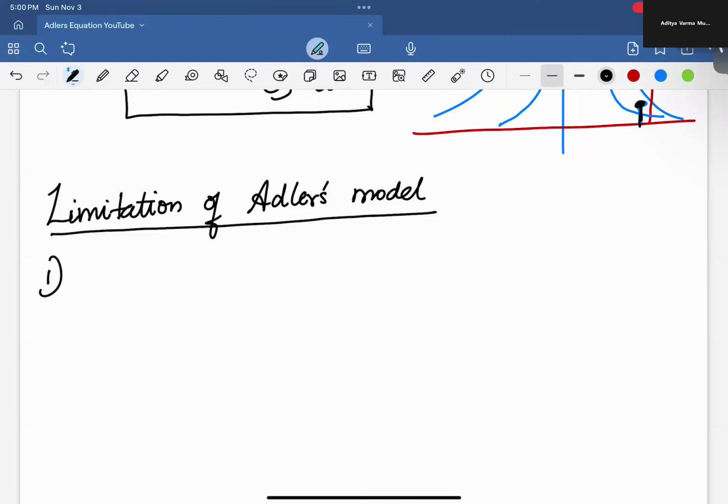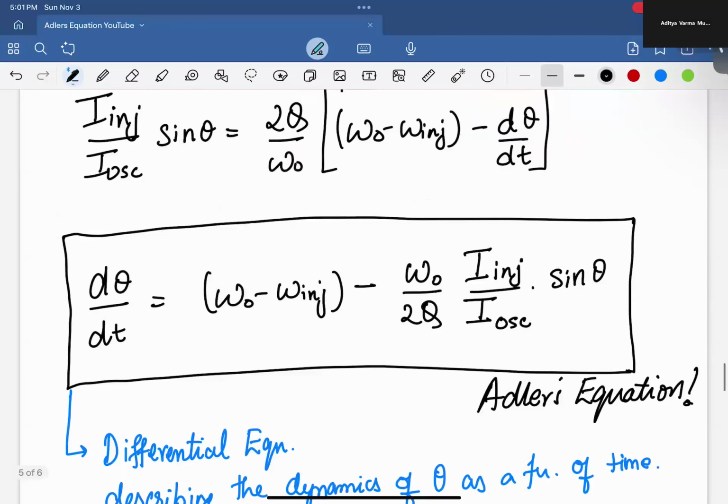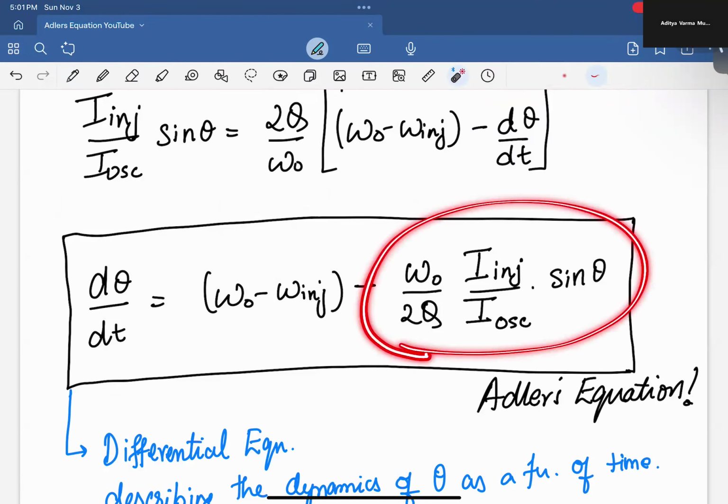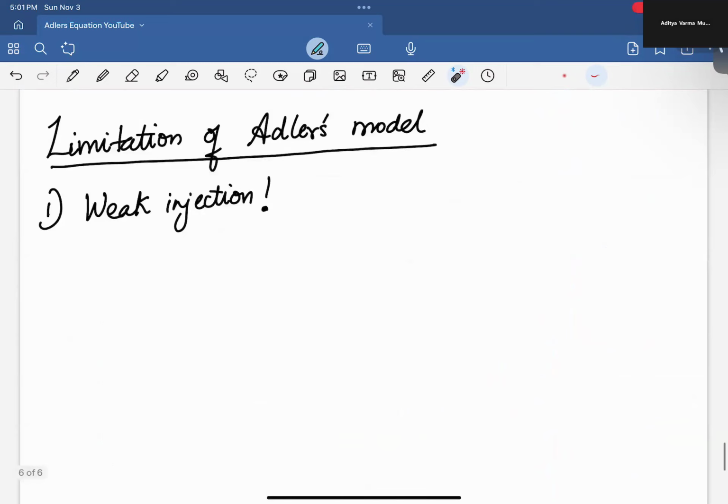Okay, so the first limitation is that it only deals with weak injection, right? So what happens if you inject a strong signal? You can actually modify Adler's equation and show that you can introduce a term in the denominator of this part. And when you change this, you can include the effect of large injection as well. It doesn't change that much, but still, right now the equation that we've derived doesn't account for that.